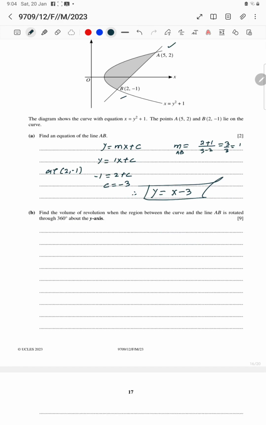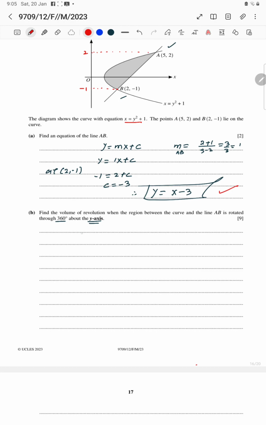Okay guys, now in part B, we have to find the volume of revolution when the region between the curve and the line AB is rotated 360 degrees about the y-axis. For the y-axis, see the y coordinates first, because this is going to rotate along the y-axis. The y coordinates are here minus 1, and here we first need to define the limits.